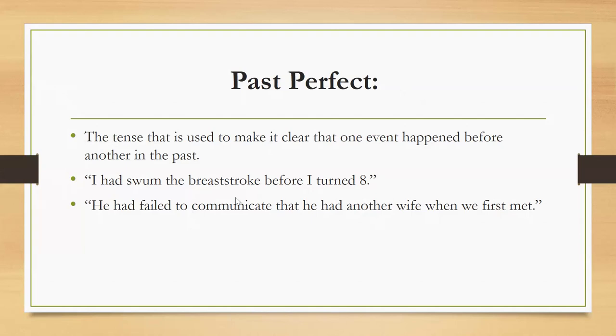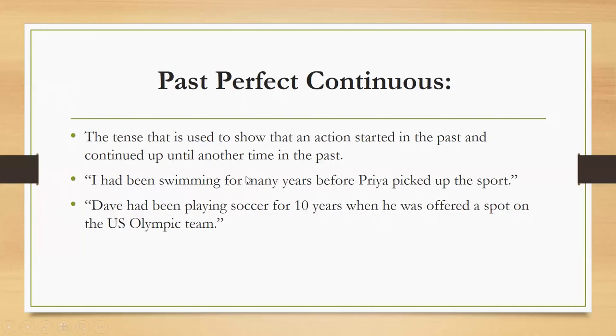Okay, so he failed to communicate that he had another wife when we first met. Past perfect. Then we can have past perfect continuous. The tense that is used to show that an action started in the past and continued up until another time in the past. They all need to be in the past.